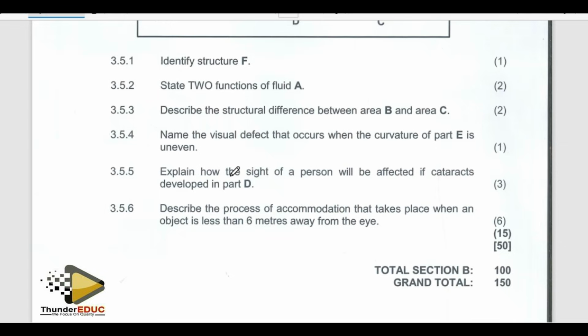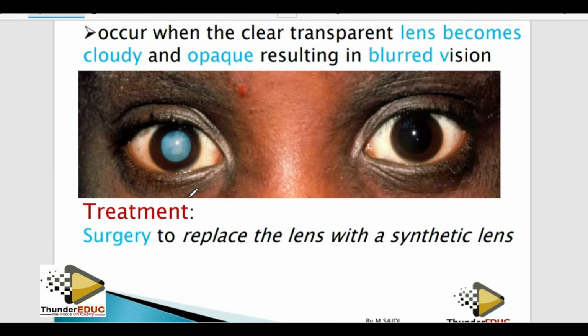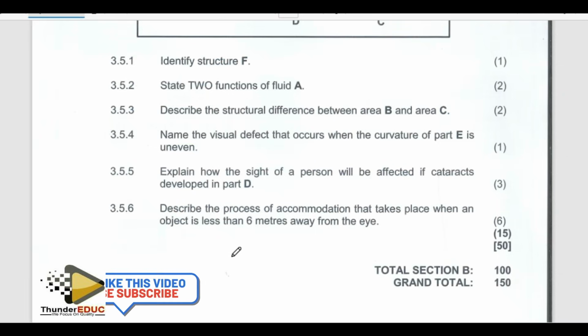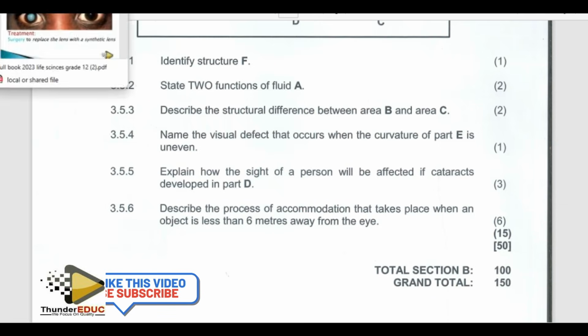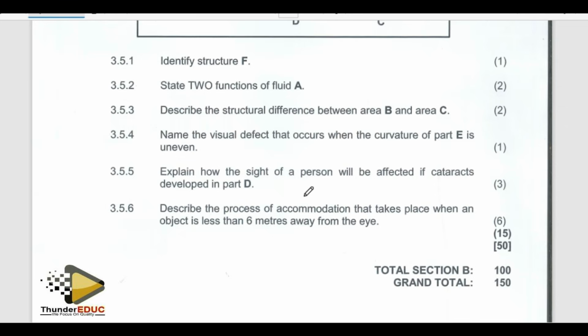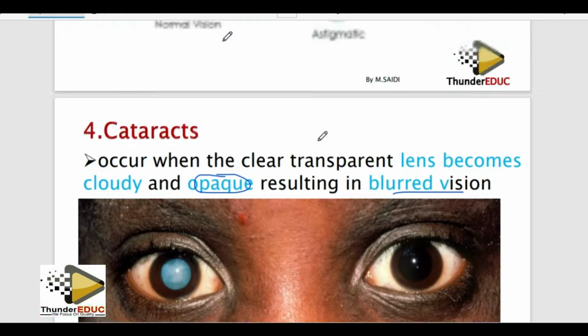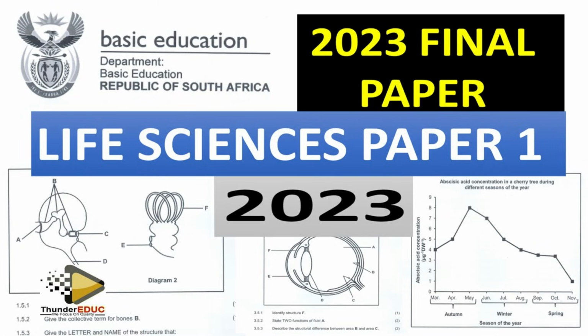Then they are saying, explain how the sight of the person will be affected if cataracts develop. Remember, we said that cataracts is when the lens is cloudy. So it means that light will not be able to go through. The lens becomes opaque, you see. So it means that you will have blurry vision. Yes, that's what they are asking. You will have blurry vision because light rays will not go through the lens. Why? Because the lens has become opaque. Check. Use distinction material. There is no way you're gonna fail.